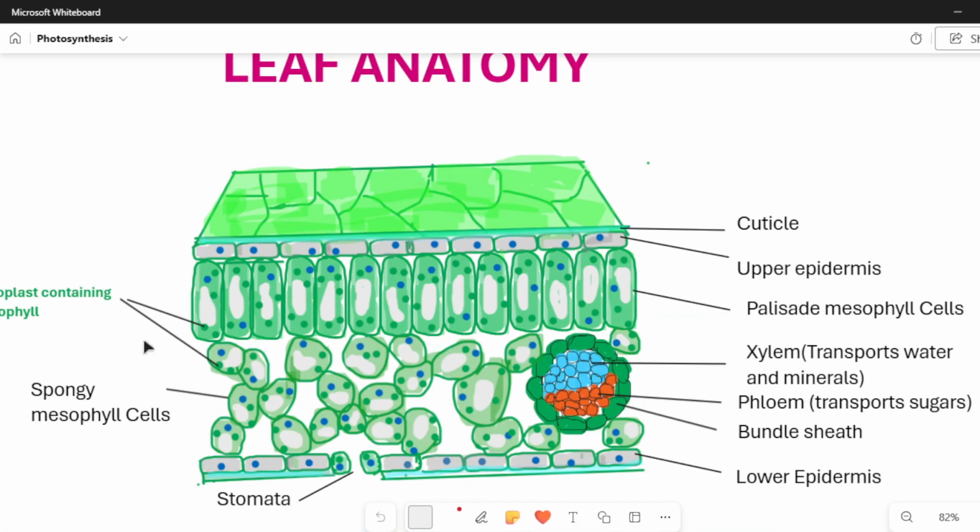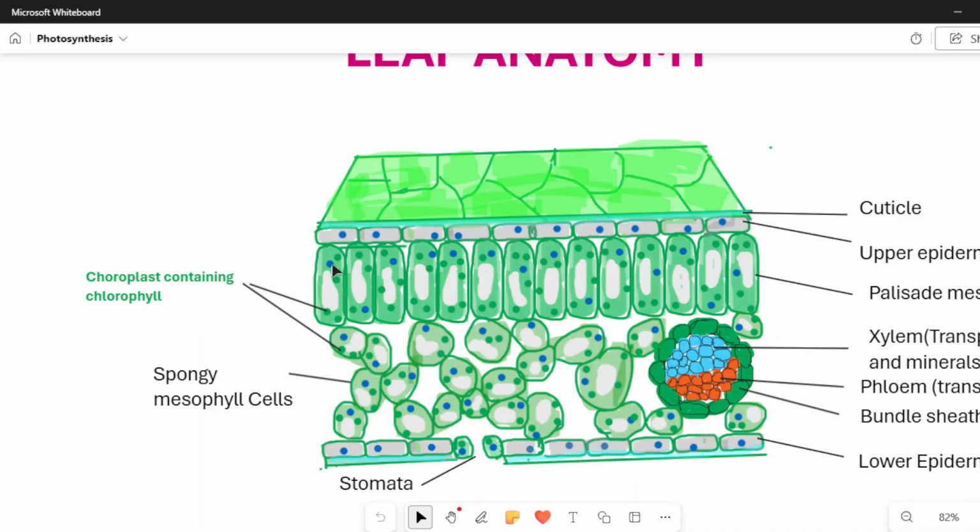Now if you have noticed, these cells, palisade, the spongy mesophyll cells and these guard cells displayed are somewhat green in color, green pigment, because they get that green pigment from chlorophyll, which is present inside the chloroplast. See the chloroplast, the green color small dots present, they are chloroplast. Chloroplast is one small organelle which is present inside these cells. So that cell contains chlorophyll.